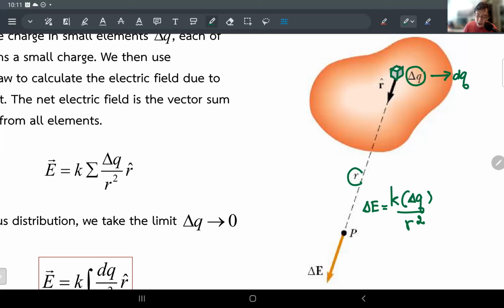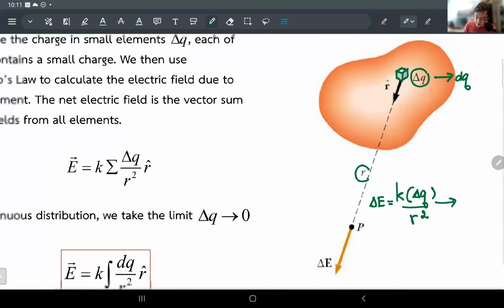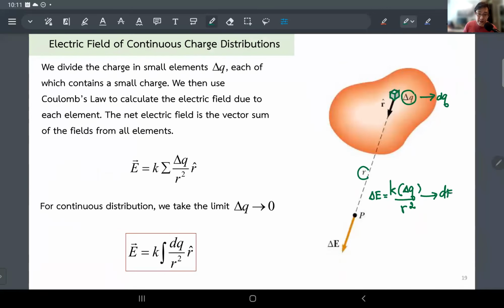So that means this cube turns into an infinitesimally small cube, a zero-size cube, super small. So this equation would turn into a differential: now it's dE, a differential of E, a super small electric field, which is going to be k dq over r squared. You guys with me now?